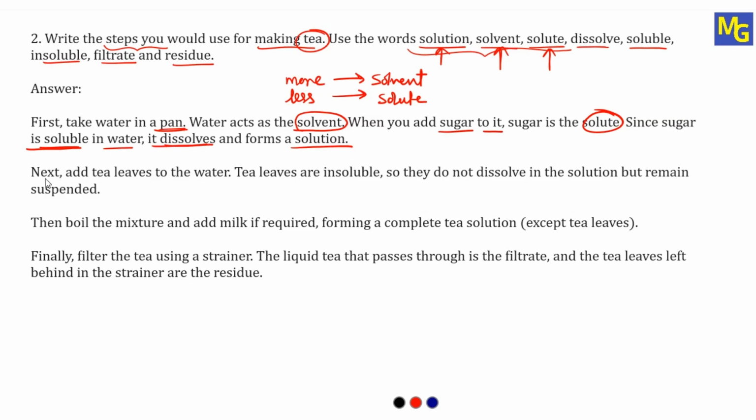Now, next, add tea leaves to water. So now we are going to add tea leaves or tea powder. This also we will add in a small amount. That's why this also comes under solute. So see here, tea leaves are insoluble.